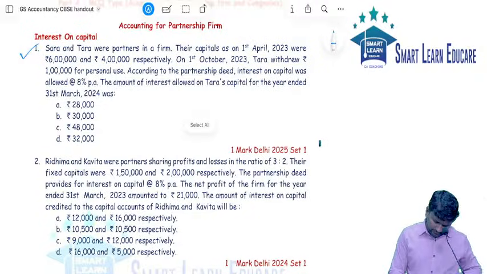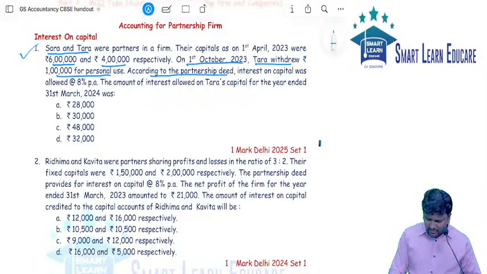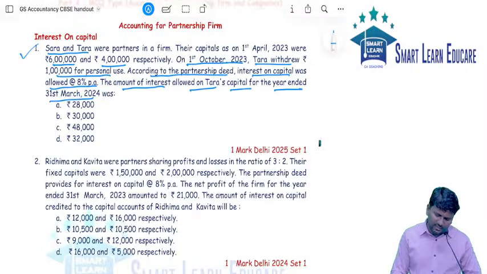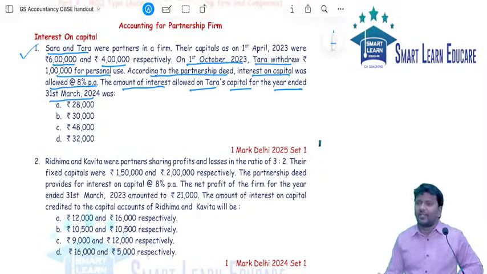Read this question. S and T are partners, capital 6 lakh and 4 lakh respectively. On 1st October 2023, T withdrew 1 lakh for personal use. According to the partnership deed, interest on capital was allowed at 8% per annum. The amount of interest allowed on T's capital for the year ended 31st March 24 will be. You need to find out interest on capital.